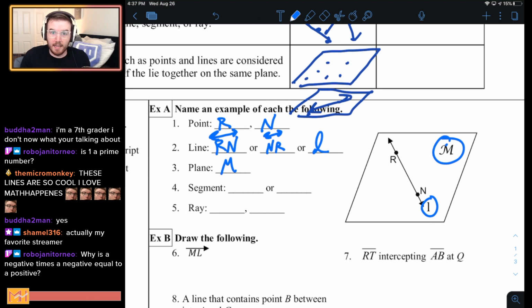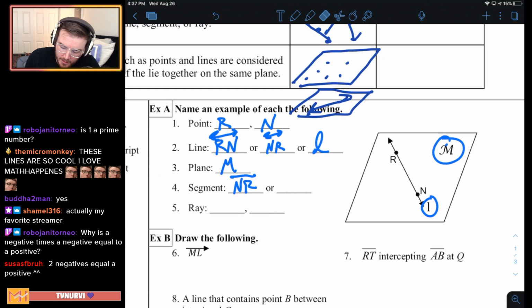A segment is something that has a clear beginning and end. So ignore those arrows that are going off in infinite directions. What if we just refer to the middle part, NR, and I'm going to put a bar over the top? It's no longer the double arrows, it's just a single bar. I'm referring to a segment, or I could call it RN. Either way, we're good.